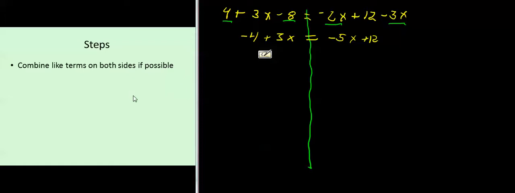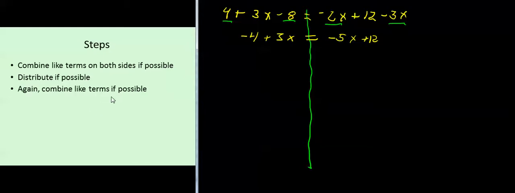All right, step 2. Distribute if possible. This problem has no distribution. We will do one more example where we do distribution. And since there's no distribution, step 3 does not apply. Combine like terms if possible. We didn't distribute, so there are no more like terms to combine.